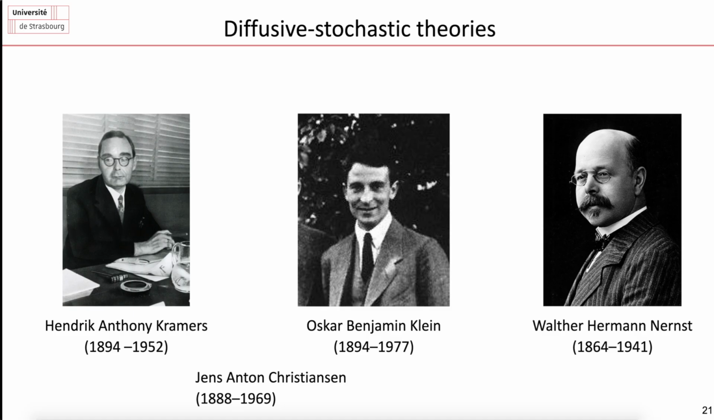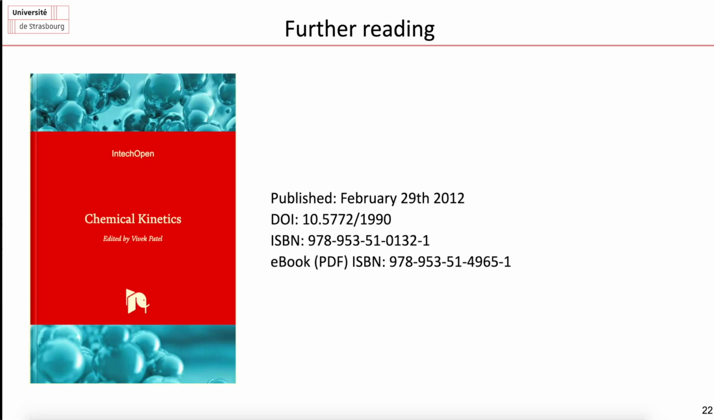Later, Kramers and Klein put this on a more fundamental framework, so they really looked at the mathematics of these systems, of these diffusive stochastic theories. This goes a little bit beyond the current course setting, so I'm not going to discuss that in detail, but it is an important work of Kramers, the Klein-Kramers equations of such systems. If you want to read more in detail about this introduction, you can read chapter 1 of this book, edited by Vivek Patel on chemical kinetics.